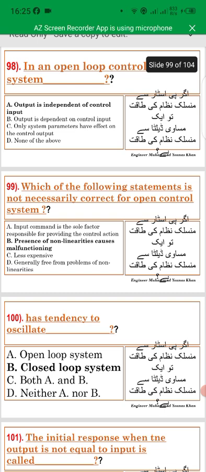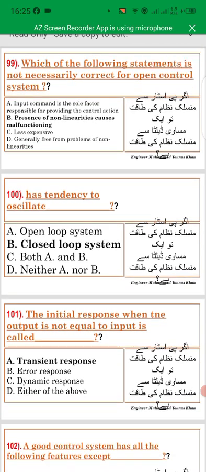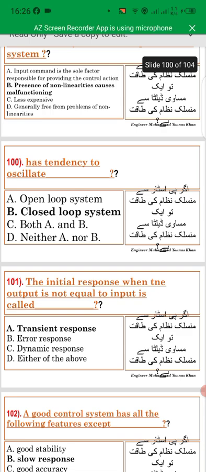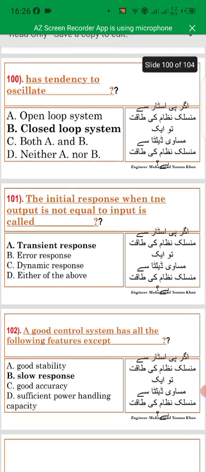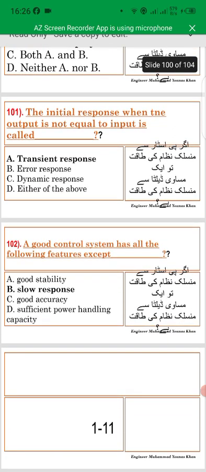Which of the following statements is not necessarily correct for open loop control system? Presence of nonlinearities causes malfunctioning. A closed loop system has tendency to oscillate. The initial response when the output is not equal to input is called transient response. A good control system has all the following features except slow response.